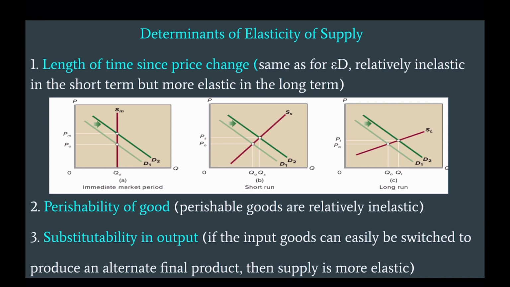When the price changes in the very immediate market period, or in a very short period, the supply is inelastic. Therefore, in the first figure, it is a vertical straight line. Supply cannot immediately respond to the changes in price in that period, but in the short period, it is relatively inelastic, or you can say slightly elastic, but it becomes more elastic in response to the changes in price in the long term. Perishability of good. Perishable goods are relatively inelastic. Substitutability of output. If the input goods can easily be switched to produce an alternative final product, then supply is more elastic.